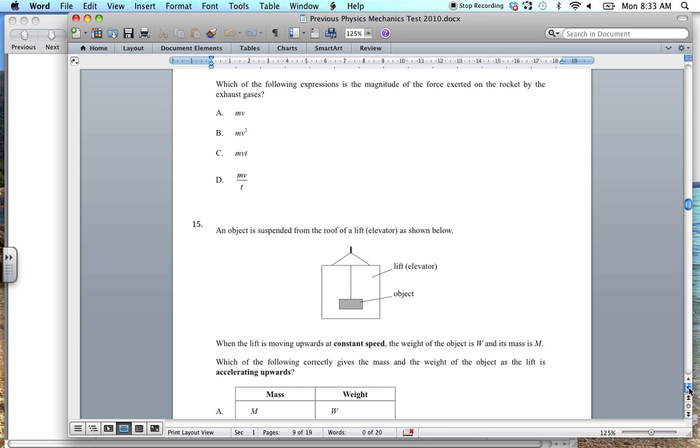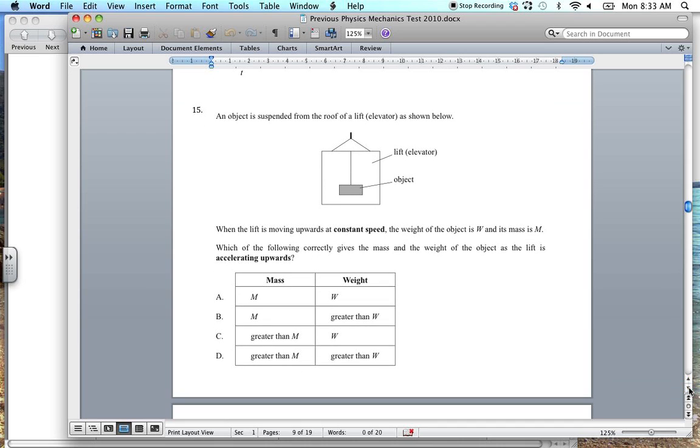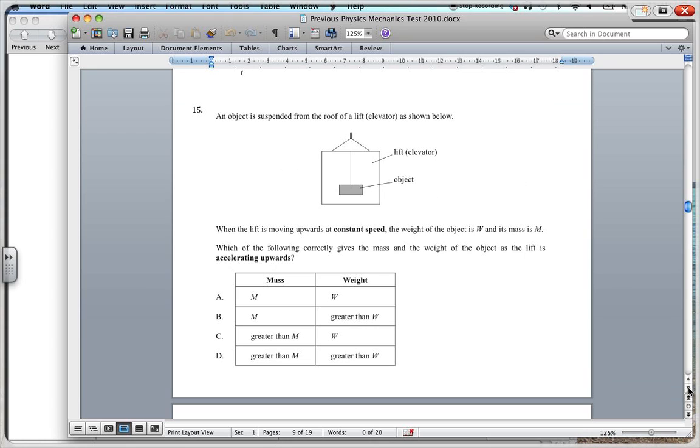We have here an object suspended from the roof of a lift, elevator, as shown below. When the lift is moving upwards at a constant speed, the weight of the object is W and the mass is m. Now remember, weight is equal to mg, mass times the acceleration due to gravity. Now when it's going at a constant velocity, we know that it's mg, because the acceleration due to gravity is g. That would be its weight.